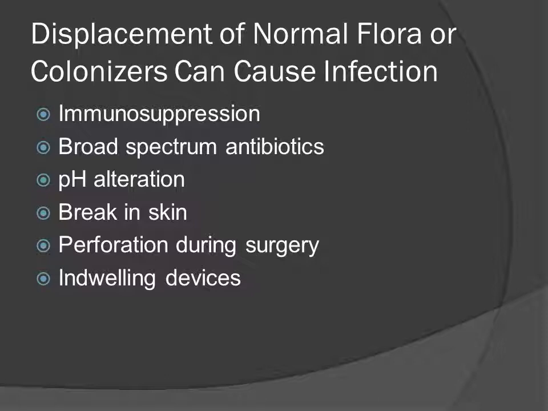pH alterations. We talk about that with different sites within the body, that a change in pH can put you at higher risk for cystitis, for urinary tract infections, for bacterial vaginosis. Breaks in the skin. Your skin is a major organ that protects your body, and a break in that skin and movement of the normal flora internally past the epidermis can cause different types of infections. Perforation during surgery. So you nick the colon or the bowel somewhere and you get spillage of bacteria and gastric contents into the peritoneal cavity, which is supposed to be clean. That can cause infection as well.